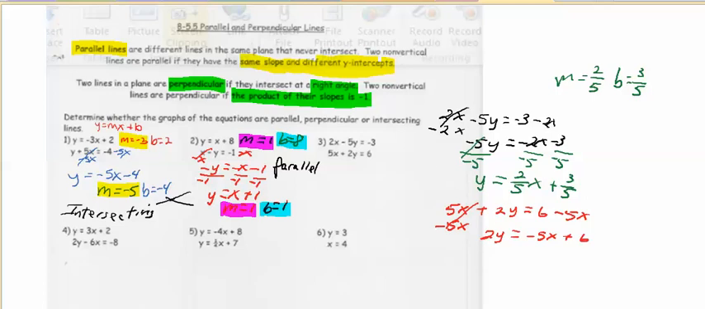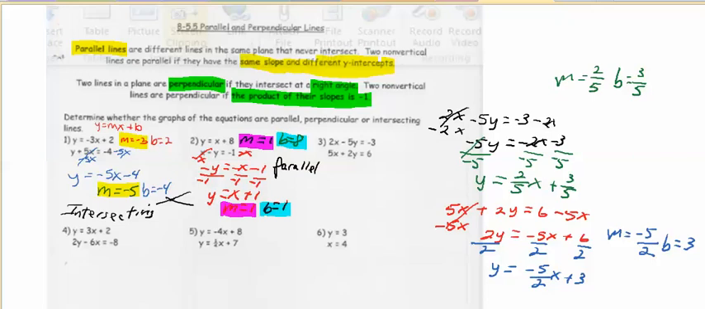Change my cyan color right here. I'll divide by negative 2, negative 2, and negative 2. This becomes a positive y. Negative and positive is a negative 5 over 2 x plus 3. Okay, so now my slope for this one is negative 5 over 2. My b is 3.